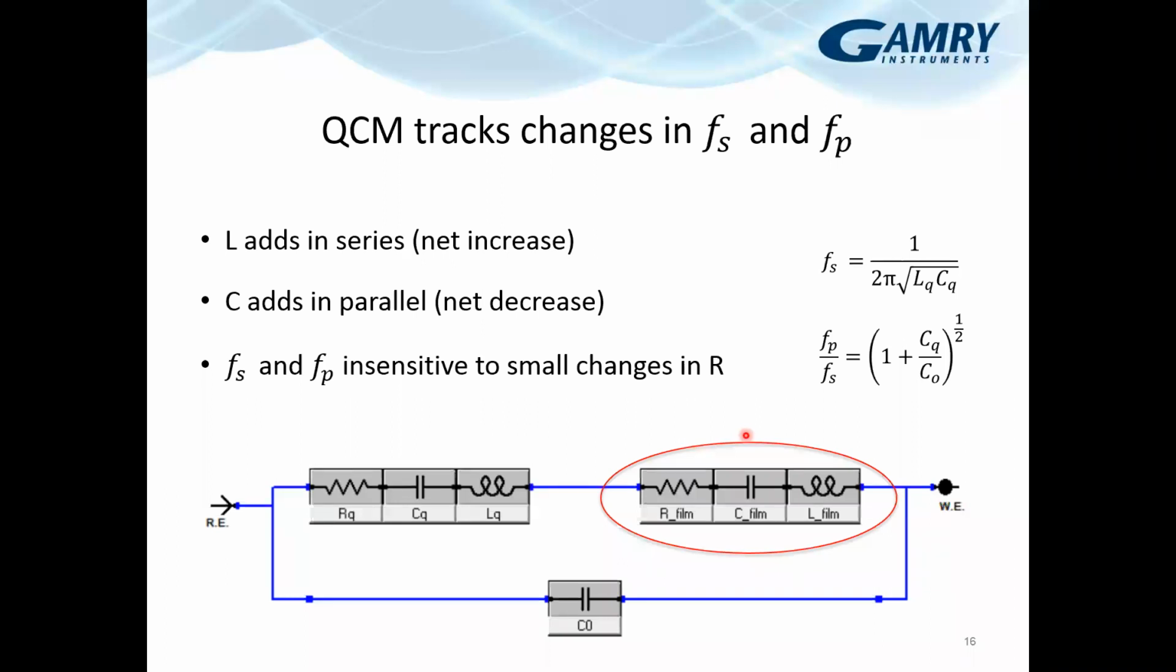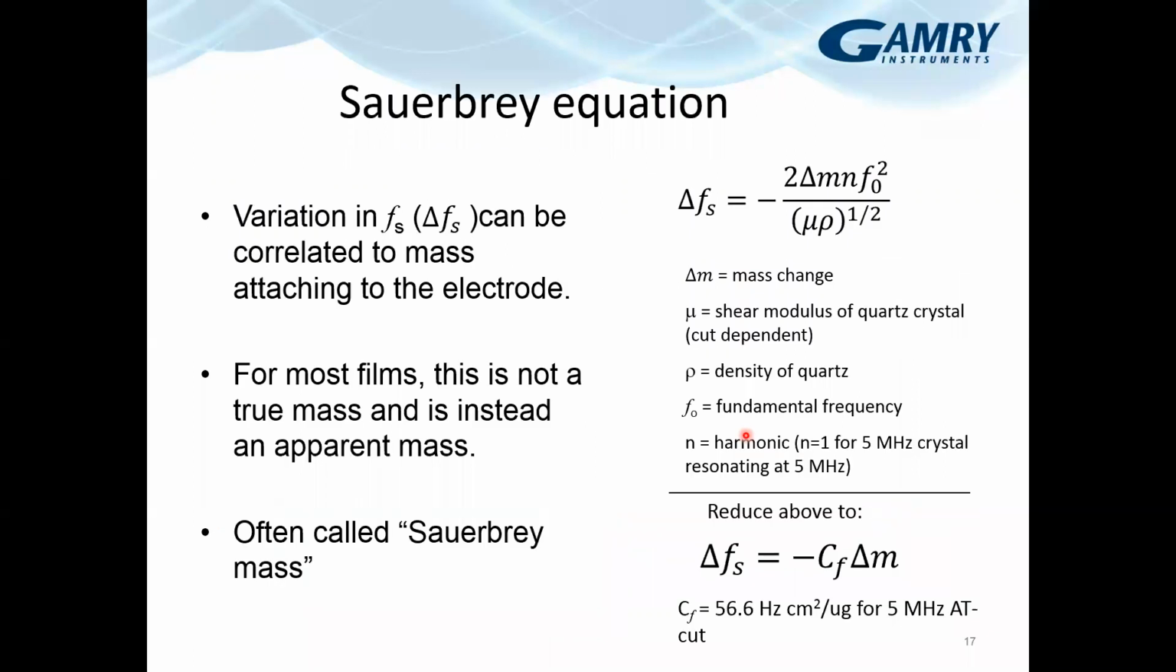What you're really mostly interested in is converting that frequency, that variation in FS or delta F, into a usable parameter of interest. And in this case, most of the time, that's going to be a mass change. So the most basic fundamental equation to rely on for this kind of conversion is called the Sauerbrey equation.